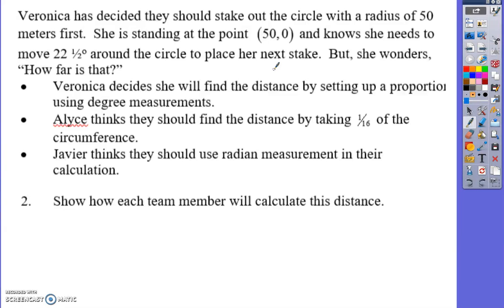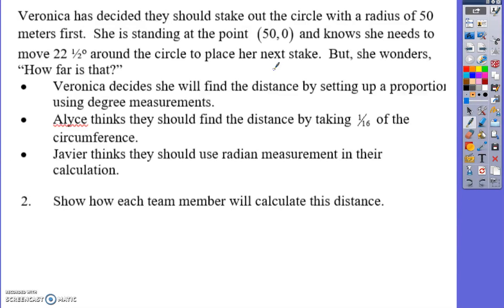So Veronica's decided they should stake out the circle with a radius of 50 meters first. She's standing at the point (50, 0), and she knows she needs to move 22.5 degrees around the circle to place her next stake. But she wonders how far is that. So 22.5 came from 360 divided by the 16 marks they're making. So she's setting up a proportion using degree measurements.